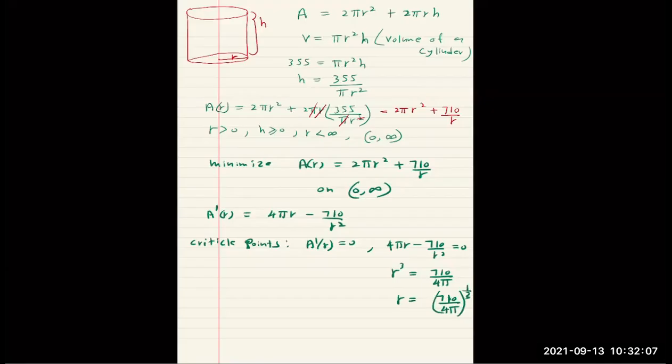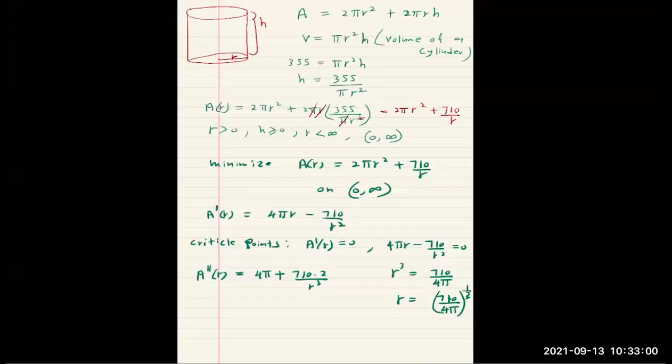All right, now we need to determine whether we are going to have a local maximum or local minimum at this point. So for that, I'm going to find the second derivative of my area function. A double prime of R is equal to 4 pi minus, it should be plus actually. Okay, this is the second derivative of the area function.